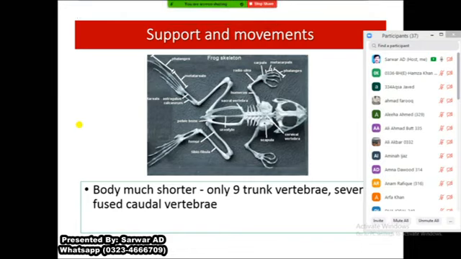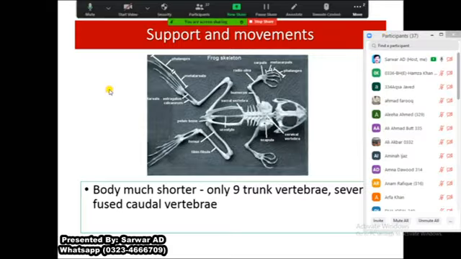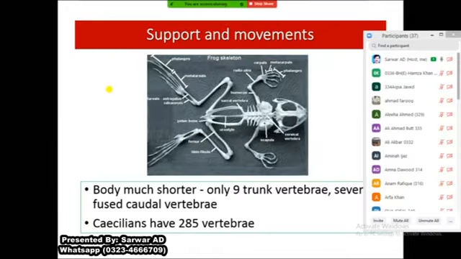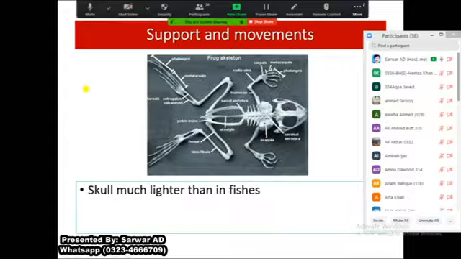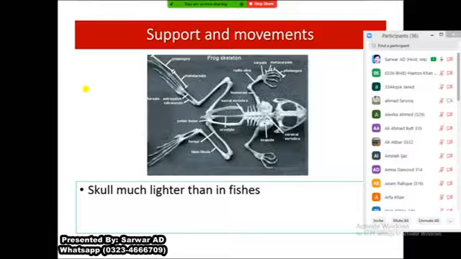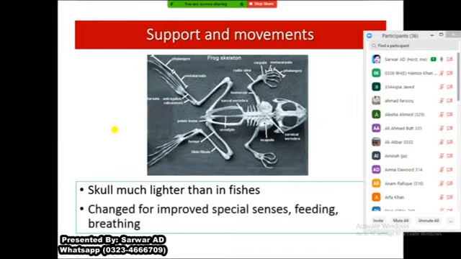Body much shorter, only 9 trunk vertebrae and several fused caudal vertebrae. We have discussed the urostyle. Urostyle is the result of the fusion of caudal vertebrae. Caecilians have 285 vertebrae. We have discussed caecilians. They have a body like a snake, so they may have up to 285 vertebrae in their body, because they have a snake-like body and they don't possess true limbs. And the skull is much lighter than in fishes. I mean, the skulls of fishes are generally heavier, but the skulls of amphibians are not as heavy as they are in fishes.